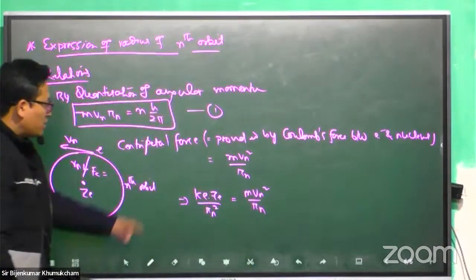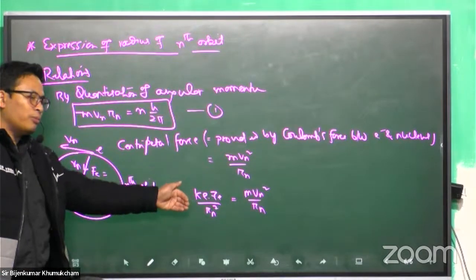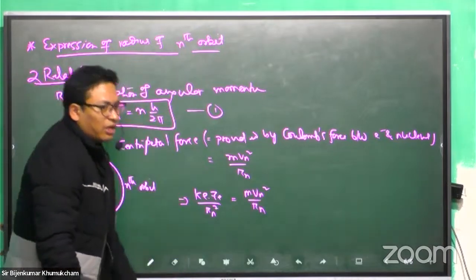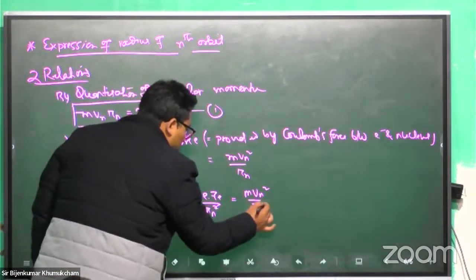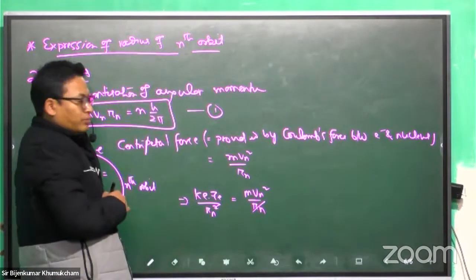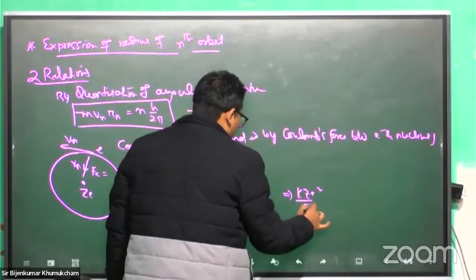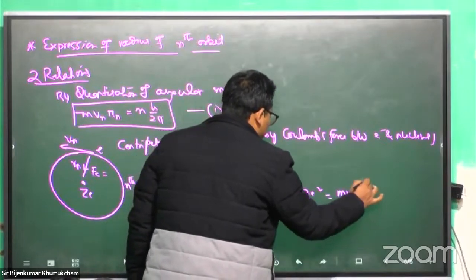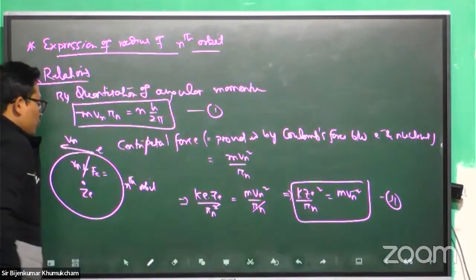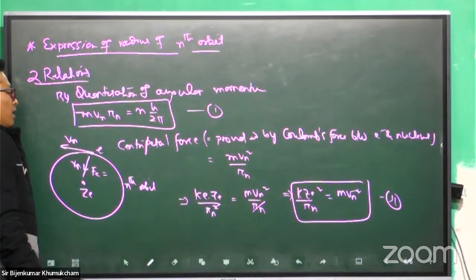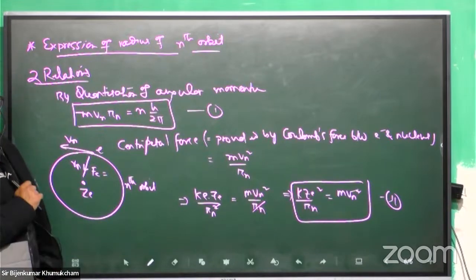Clear? What is the value of K? It is 9 times 10 to the power 9 in air, or in some expressions it is written in terms of permittivity as 1 by 4 pi epsilon naught. So the equation you have is K Z e square divided by r_n equals m v_n square. We will use these two expressions to derive velocity, radius, time period, and energy.